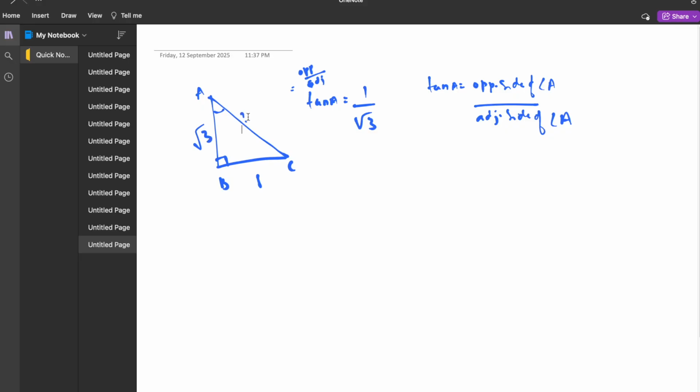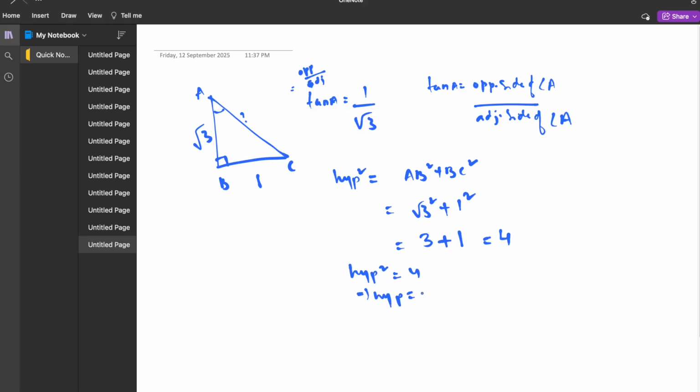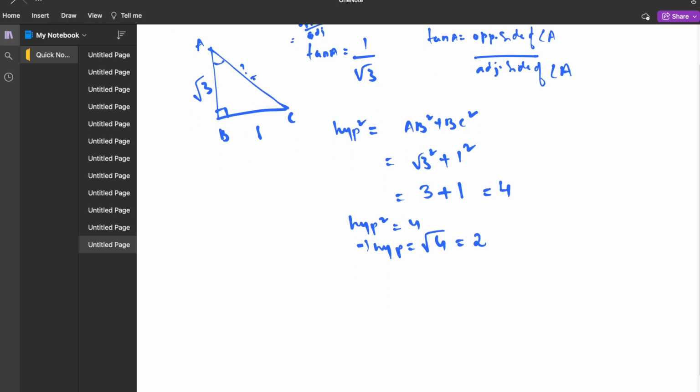We need to find AC. AC is the hypotenuse. So hypotenuse square is equal to AB square plus BC square. So root 3 square plus 1 square. Root 3 square is 3, plus 1 square is 1, that is 4. So if hypotenuse square is 4, the hypotenuse is the square root of 4, that is 2. So we got the hypotenuse as 2.